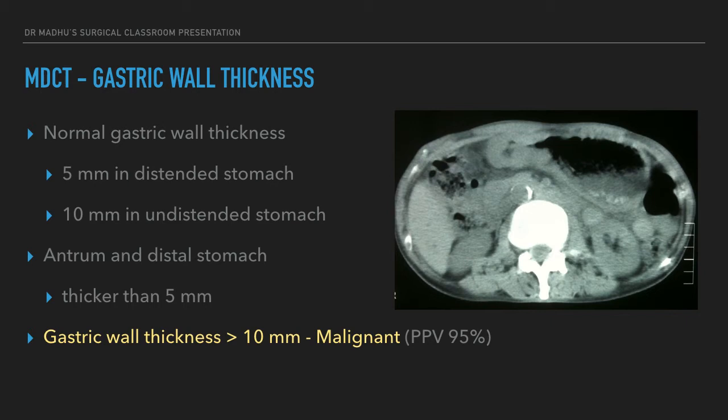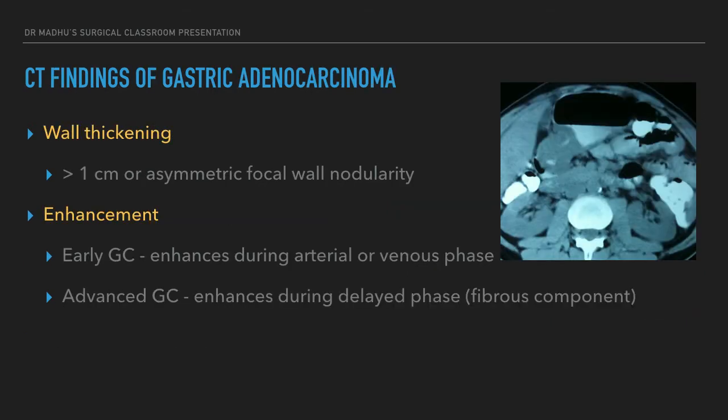However, overall, any gastric wall thickness more than 10 mm is supposed to be malignant with a positive predictive value of more than 95%. So, the CT findings in a patient with gastric adenocarcinoma, the number one finding is wall thickening. Any gastric wall thickening which is more than 1 centimeter or asymmetric focal wall nodularity, then the suspicion of gastric adenocarcinoma is very high.